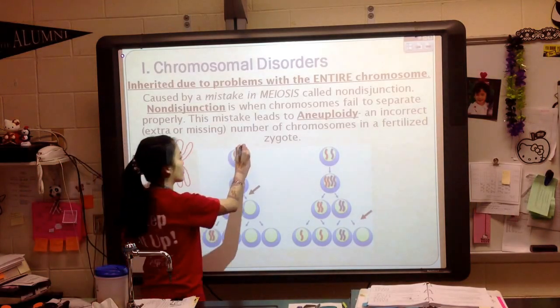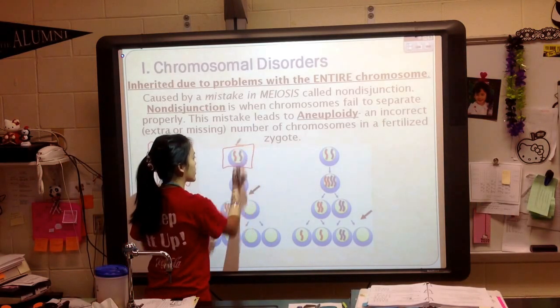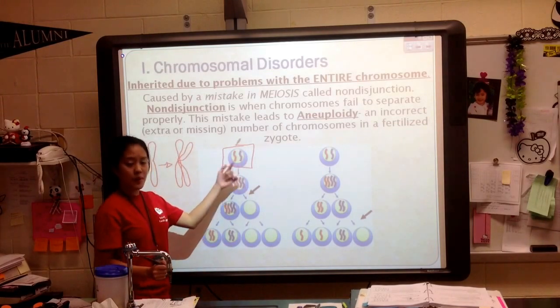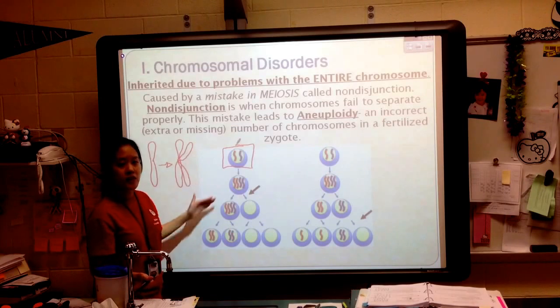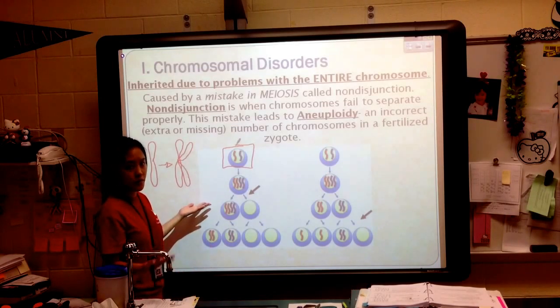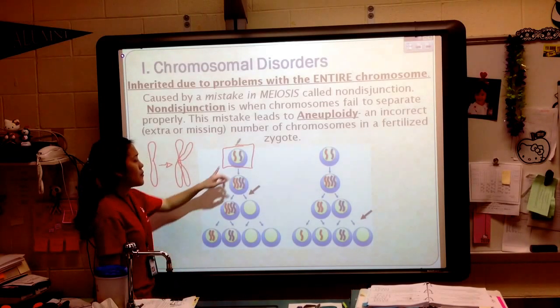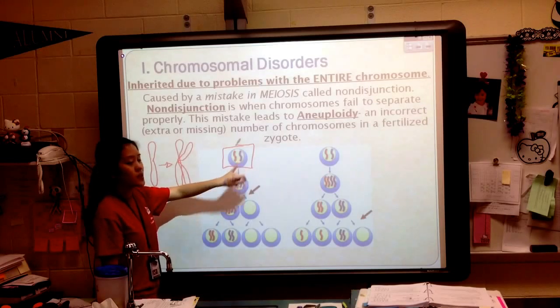How should we have our chromosomes? Well, all of our chromosomes should come in pairs. There should be two chromosomes. It might be doubled, it might be single, and it'll just depend on what phase we are in, if we're in mitosis or meiosis. But they're always going to come in pairs.